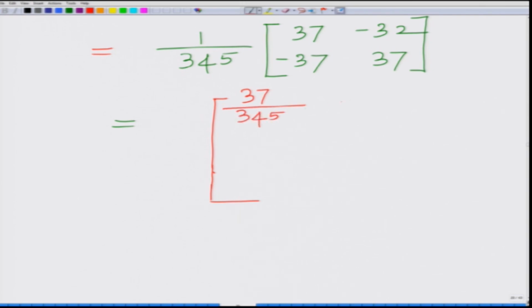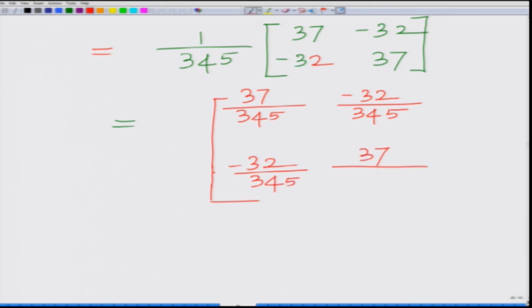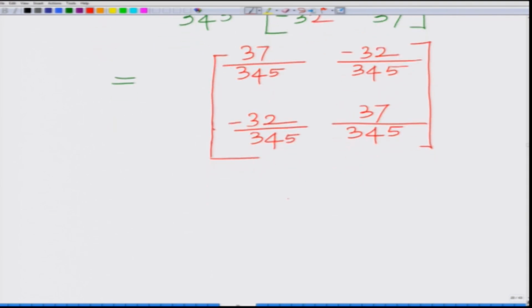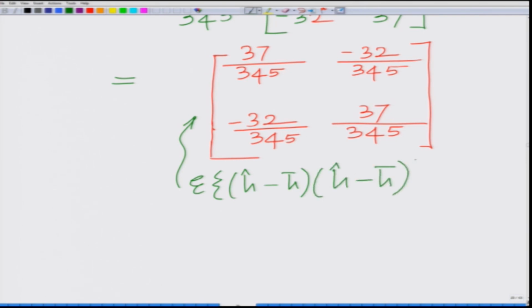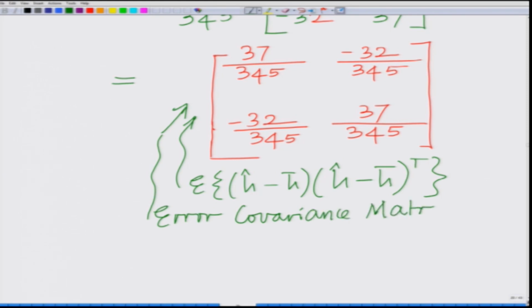Finally, bringing this inside, we can write this as 37 by 345, minus 32 by 345, minus 32 by 345, 37 by 345. This is the expression for the error covariance matrix, the expected value of H hat minus H bar into H hat minus H bar transpose.